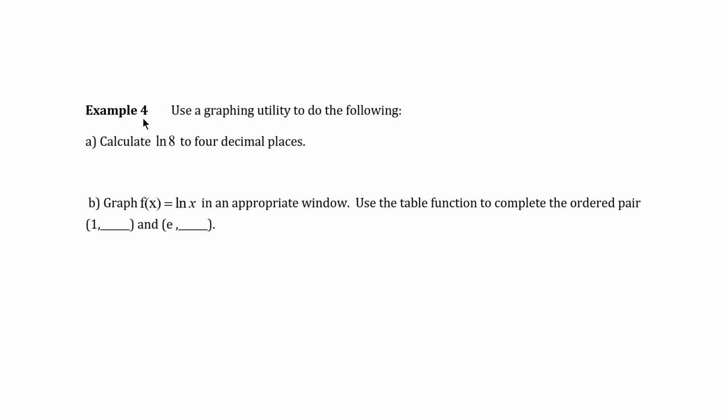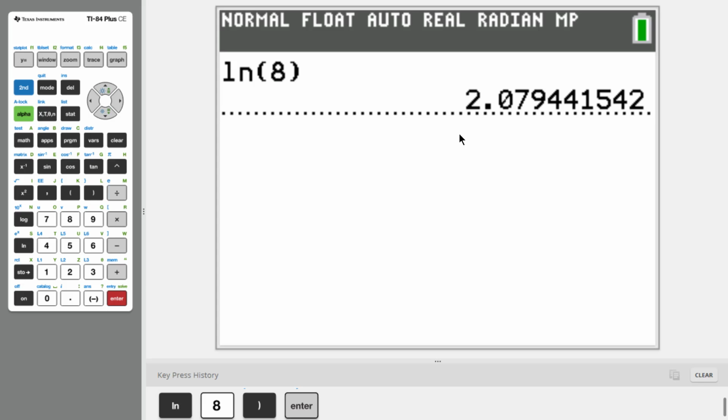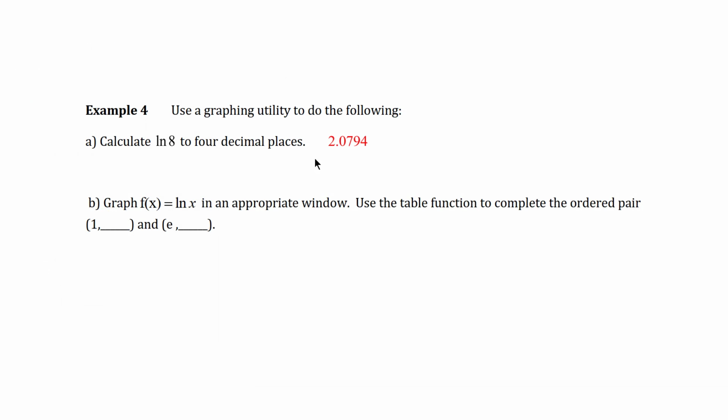For example number 4, use a graphing utility to do the following. For part A, calculate natural log of 8 to 4 decimal places. So on a graphing calculator, we press the natural log button, which is underneath the log button. We press the number 8, we put a close parenthesis, and then we press enter. So the calculator gave us the value of 2.079441542. Next, we need to round this value to 4 decimal places. So our final answer is 2.0794.